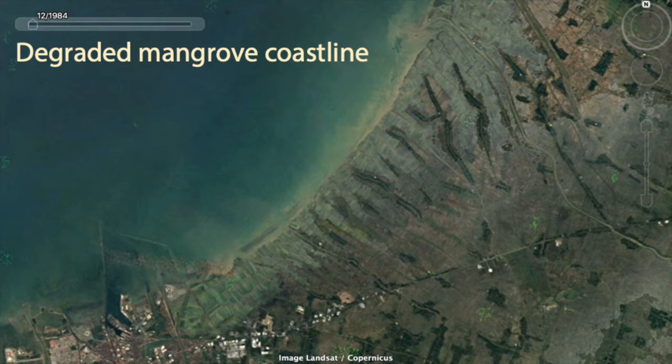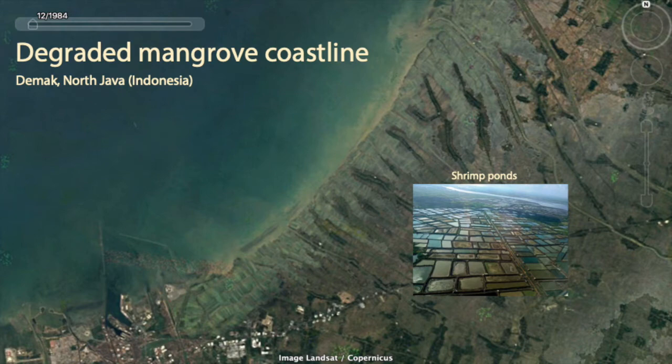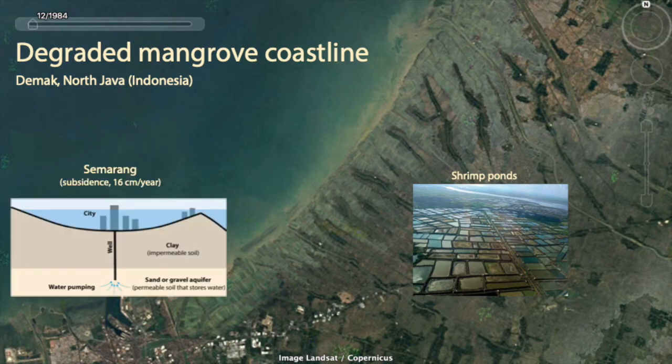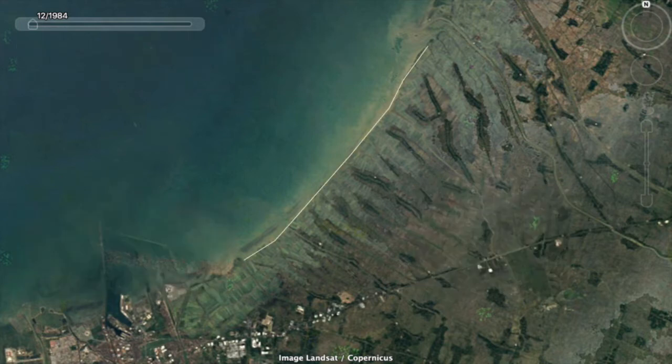In the next slide, you can see the picture of a coastline that used to be covered by mangroves. Particularly, this is a picture of Demak, North Java, Indonesia, which is the study site of a research project. What happened here is that the coastline was deforested in order to build shrimp ponds for aquaculture. And also in the south, there's the city of Semarang, where groundwater extraction has resulted in subsidence rates of up to 16 centimeters per year. The subsidence problems, combined with the loss of vegetation, resulted in coastline retreat.